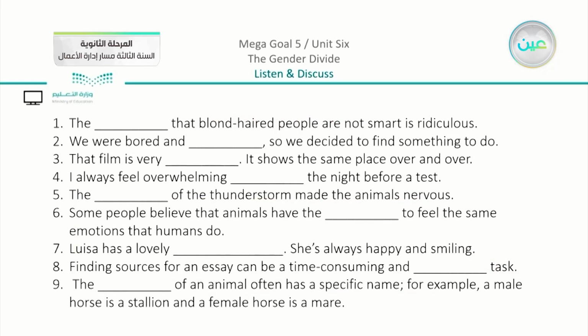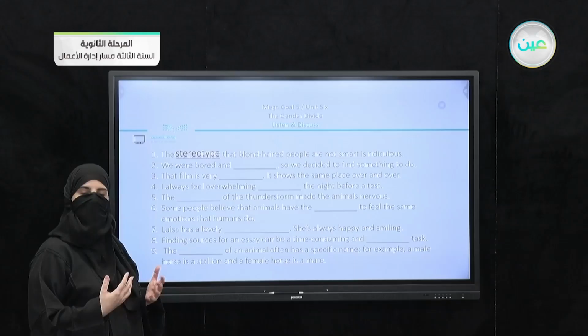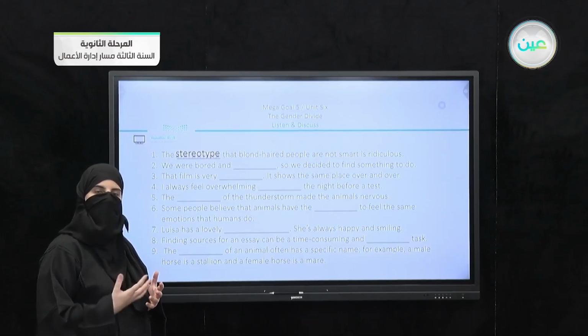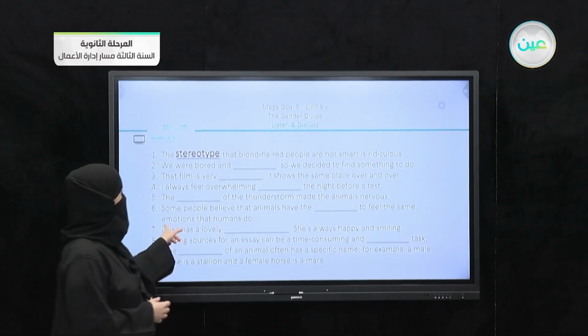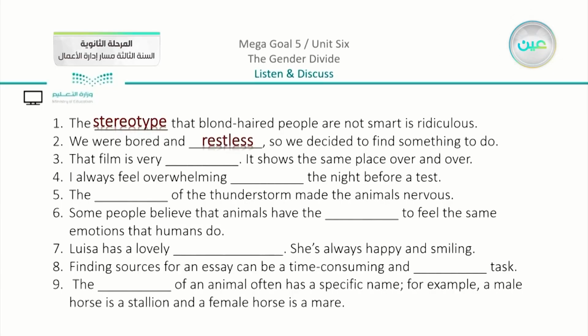Now moving on, we have our exercise, which is to fill in the blanks with the suitable word. So just to see the first one, we have here the blank that blonde-haired people are not smart is ridiculous. So we have an opinion here or a kind of idea that is ridiculous. So we can see that the most suitable word is stereotype. We were bored and blank, so we decided to find something to do. We were bored and we can see that there is some kind of feeling that is bothering. So we can say that we were bored and restless.